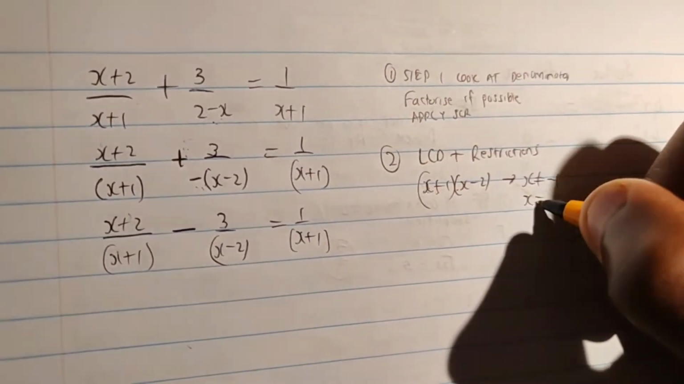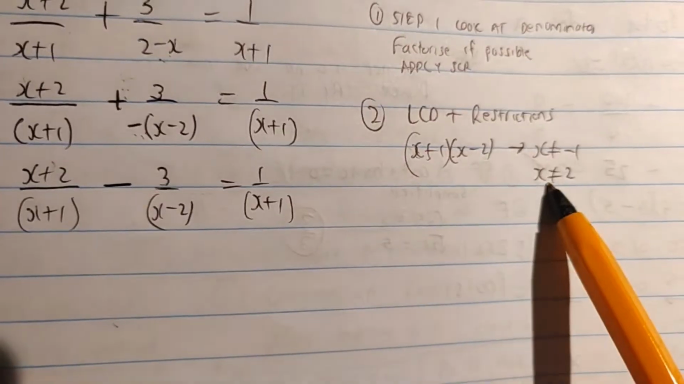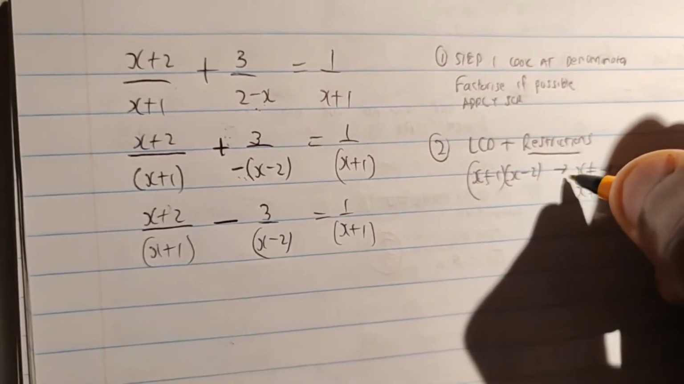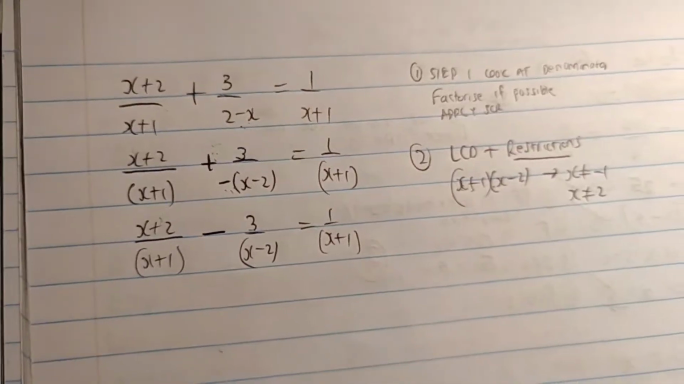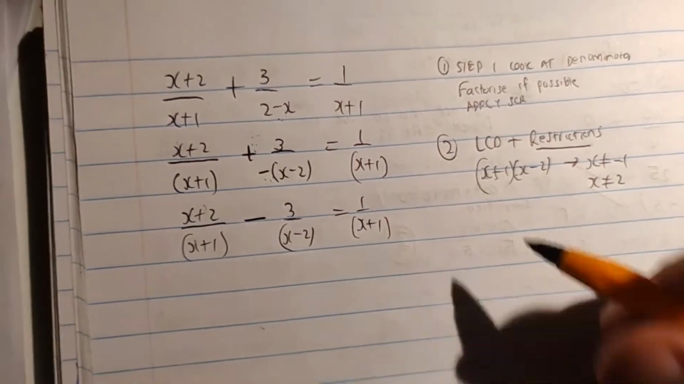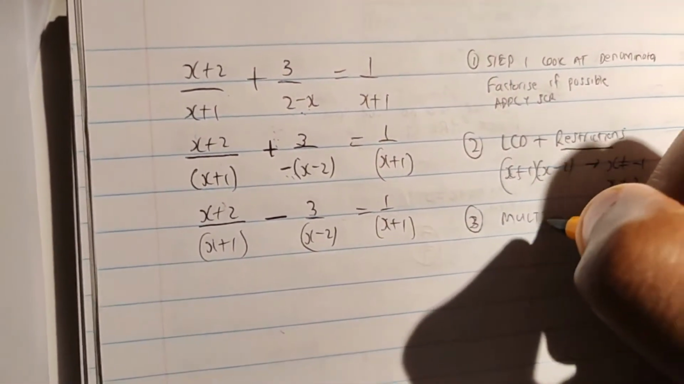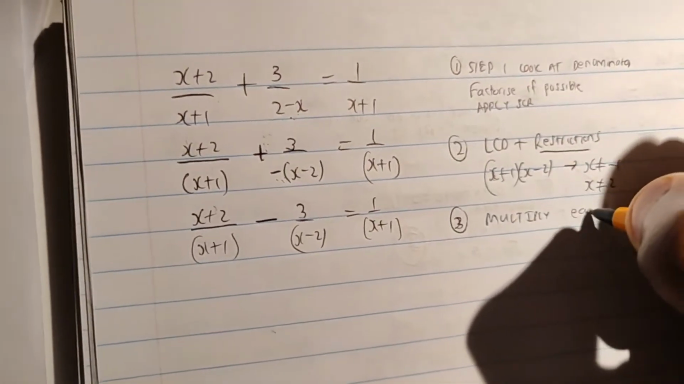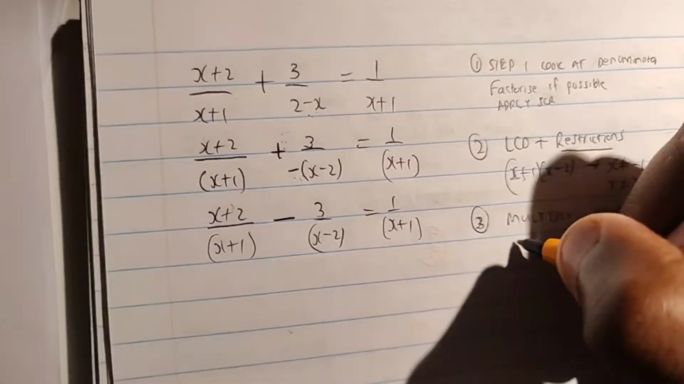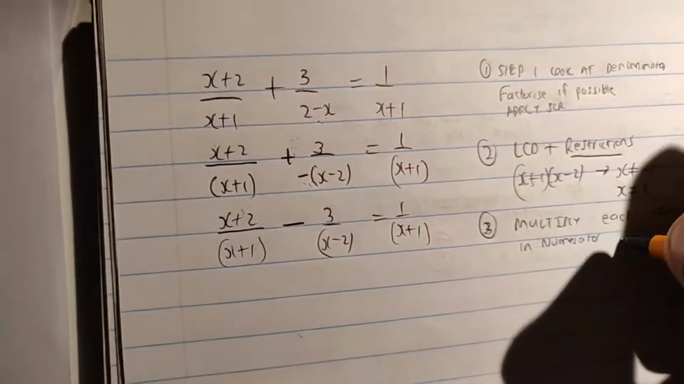We then also say x cannot be positive 2 because 2 minus 2 gives you 0 as well. So these guys are what we call our restrictions. X cannot be negative 1, x cannot be 2. After writing those down, we can multiply each fraction in the numerator by the LCD.